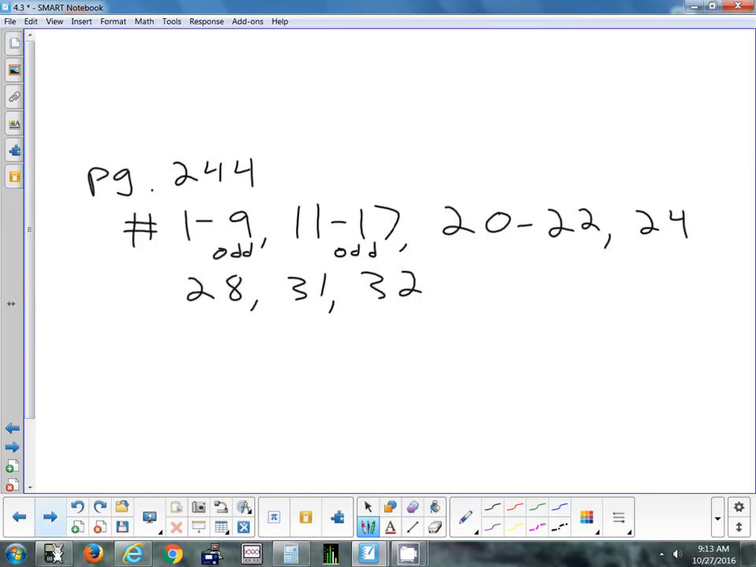All right, so tomorrow we have our test. It'll cover everything we've done this week from very end of chapter 3, 3.7, which is solving systems graphically, all the way up to 4.3. Homework's on 244. Okay, 1 to 9, just the odds, 11 to 17, odd. 20 to 22, and then 24, 28, 31, 32.